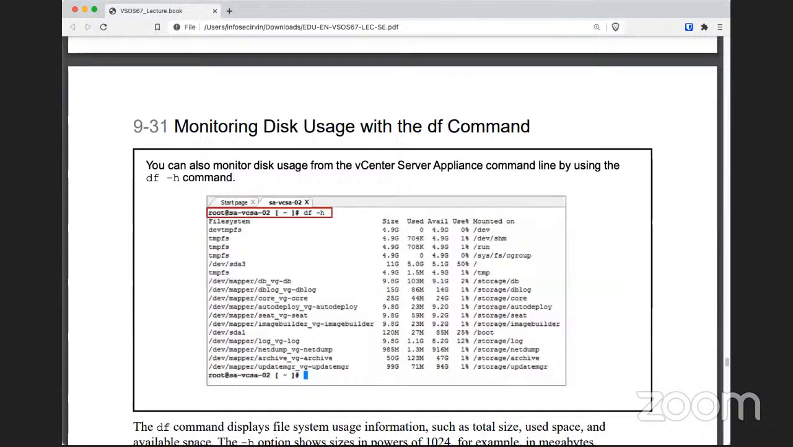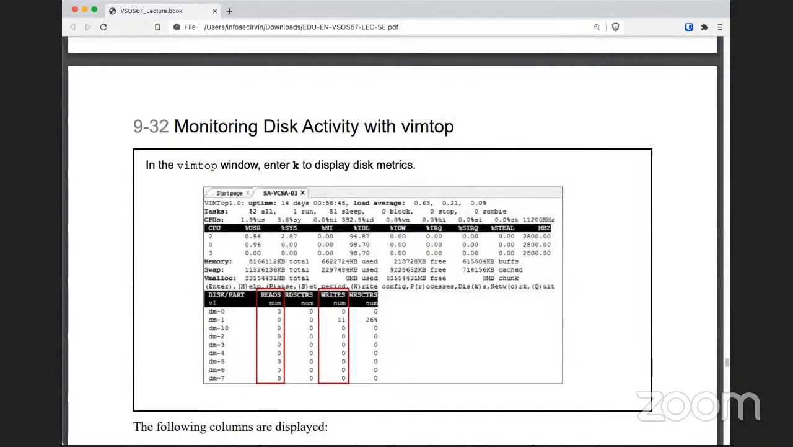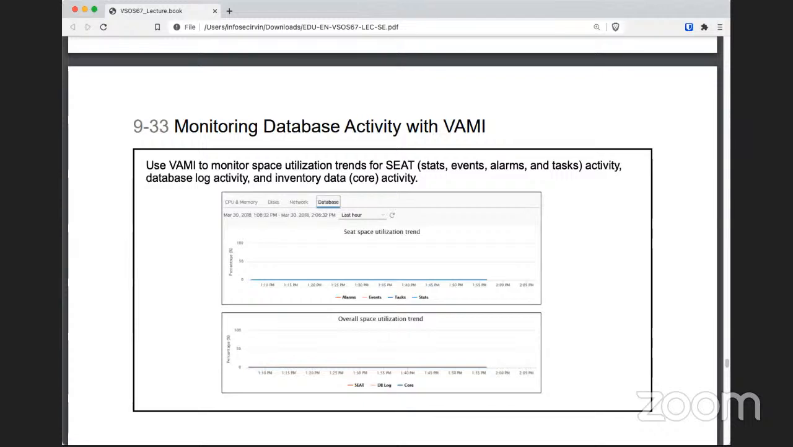Of course, you can monitor disk usage directly and use VimTop as well. SEAT, if you were wondering what that stands for, is stats, events, alarms, and tasks.